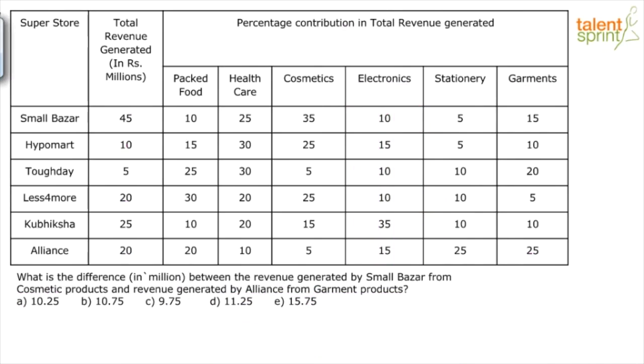The next question. What is the difference in million between the revenue generated by Small Bazaar from cosmetic products and revenue generated by Alliance from garment products? So we have to find out the difference between these two, which again is very simple. 35% of 45, right? 35 into 45 minus 25 into 20, the difference between these two divided by 100.